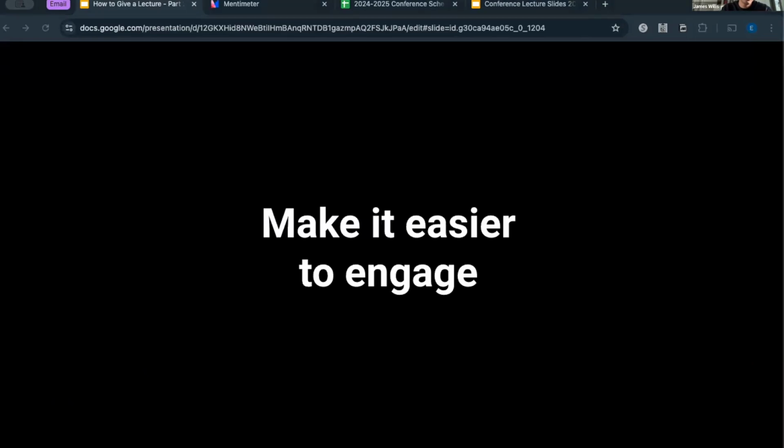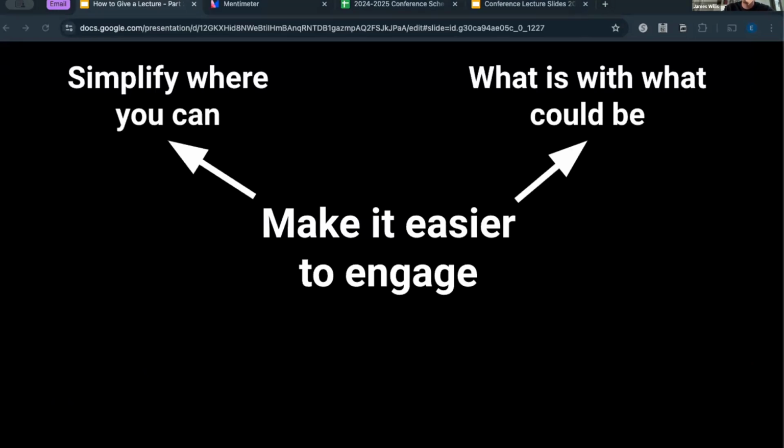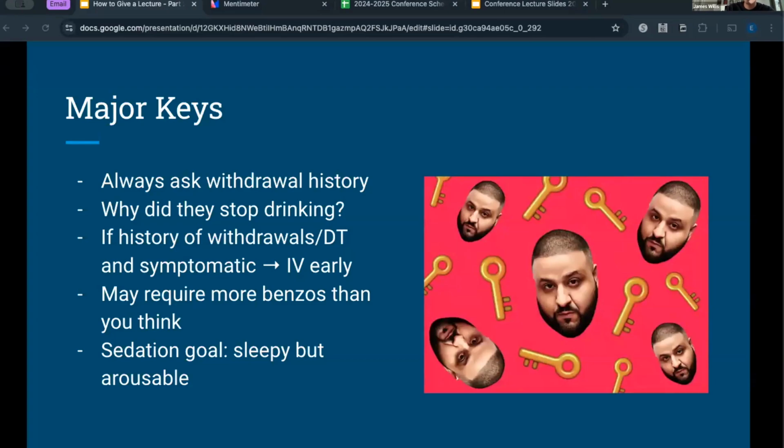And so for the last part, we're going to recap: make it easier to engage, simplify where you can, use contrast, what is versus what could be, and use interactive applications. All right, so here's my summary slide from PGY1 year. I like using the DJ Khaled major keys.